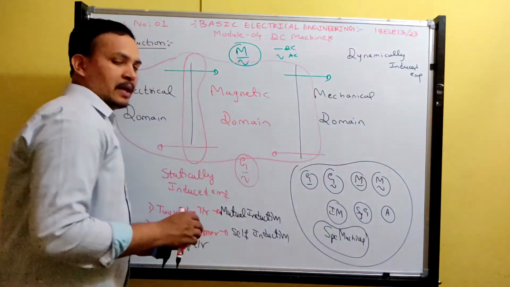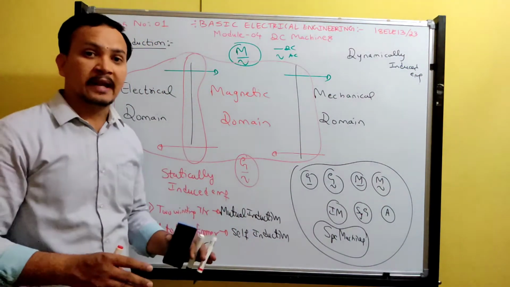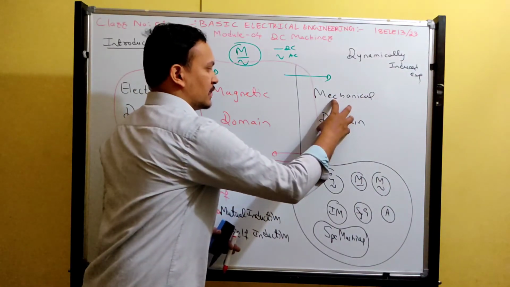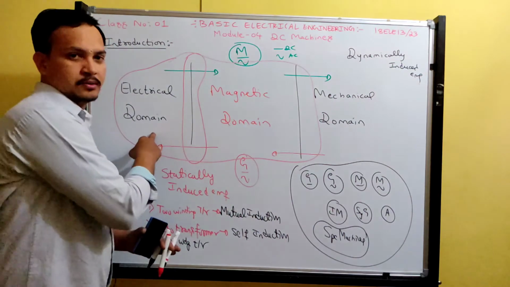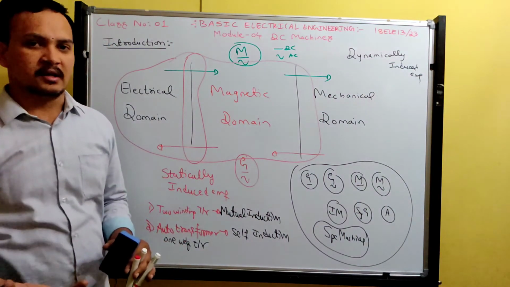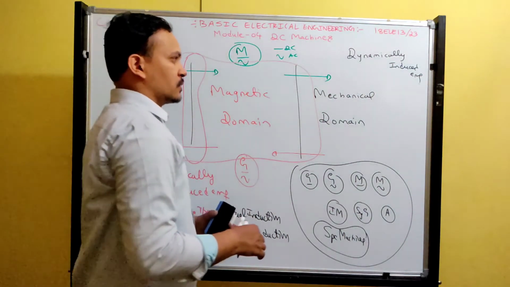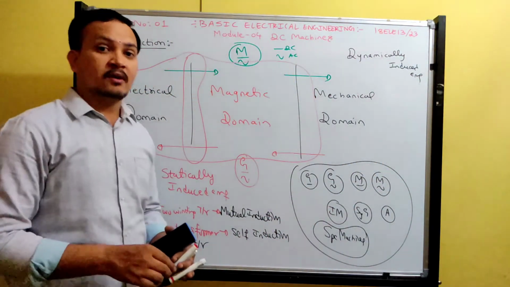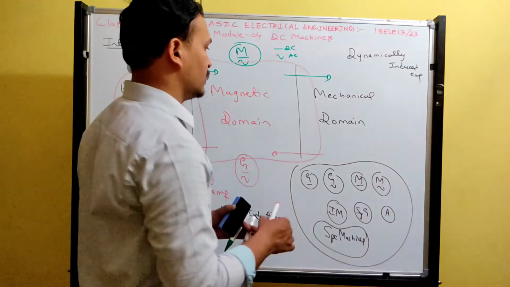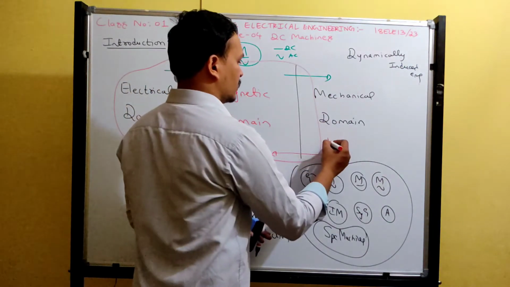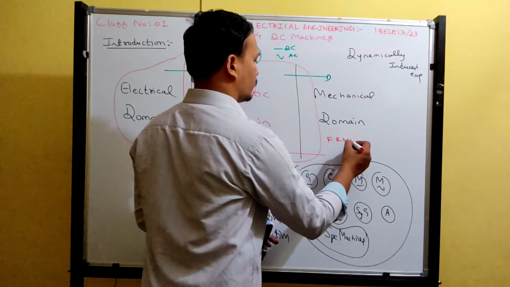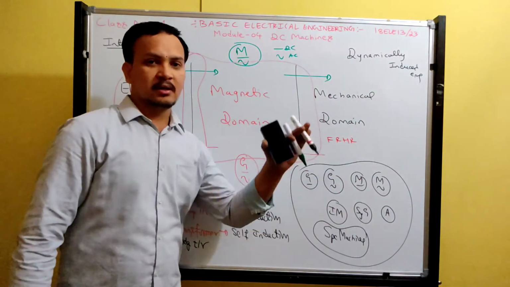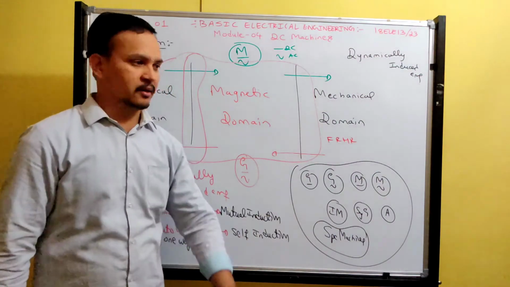Something will rotate. Whenever the conductor cuts the flux, an EMF will be induced. So mechanical action takes place here. This conductor cuts this flux, EMF will be induced. Then that is called what? Generator. Okay. So next, look here. In the case of a generator, the direction of induced EMF is determined by Fleming's right hand rule.